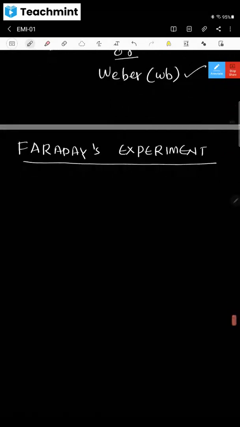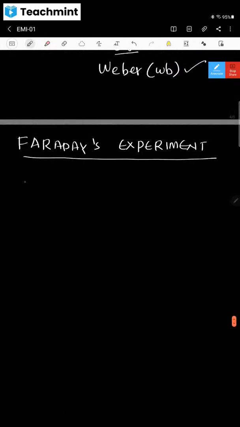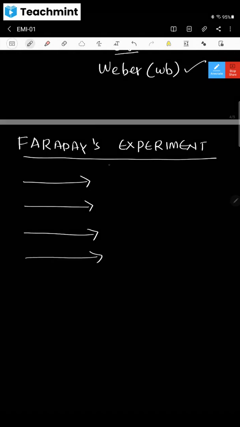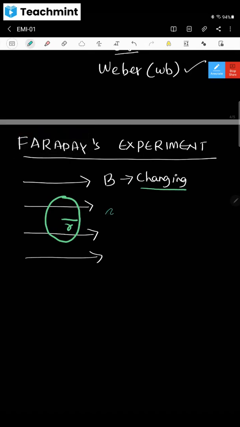In that, the first experiment is like this. He was passing this magnetic field like this, and this magnetic field was changing. Now, what happened? They placed one conductor here, with some area. It has some radius and some area. When this magnetic field was changing, they found out that some current came into it.